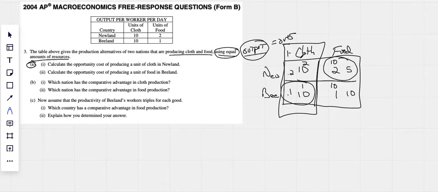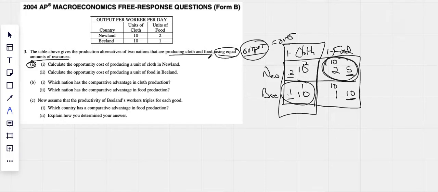For every 1 cloth produced, Newland gives up 0.2 food. Beeland only gives up 0.1. As Beeland has the lowest opportunity cost and gives up the least resources, they should produce it. For 1 food produced, Newland gives up 5 cloth. For 1 food produced, Beeland gives up 10. Obviously, Newland gives up the least amount of resources or has the lowest opportunity cost. Therefore, they should produce it.